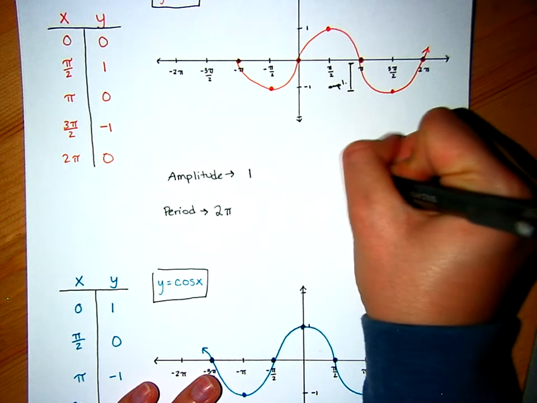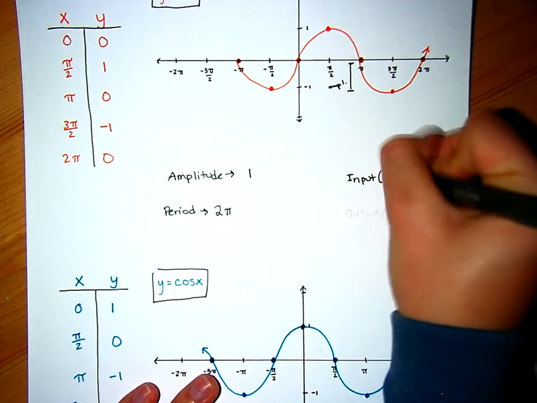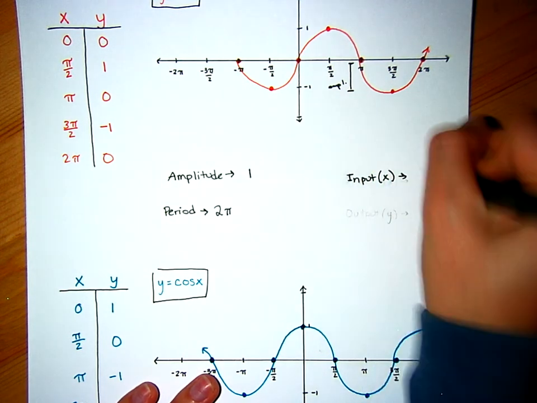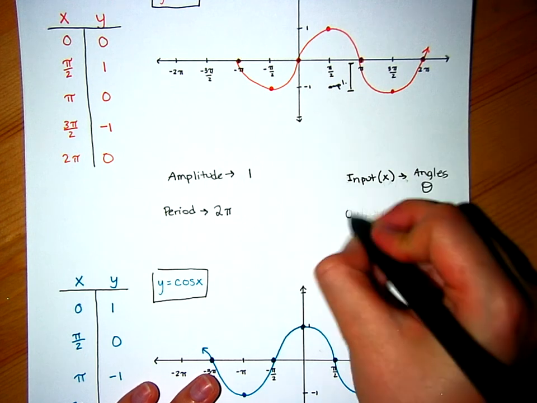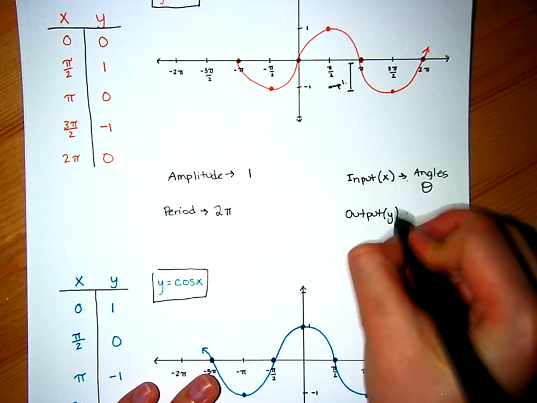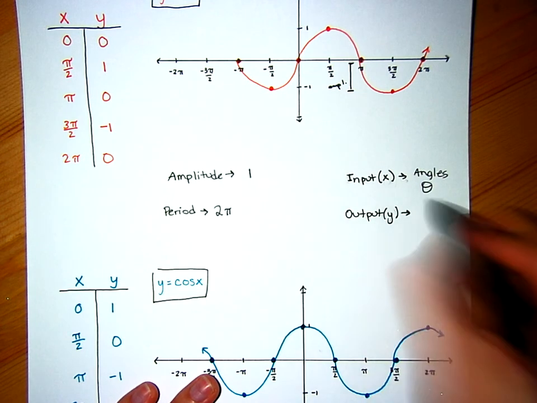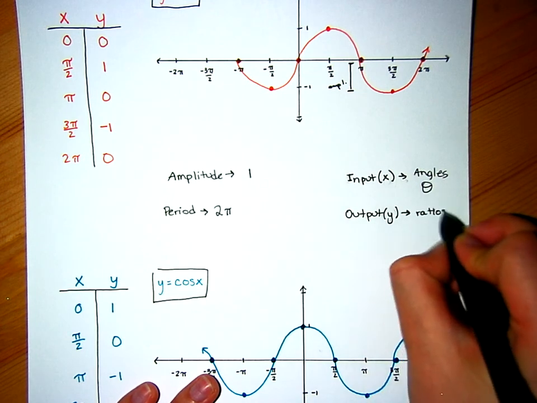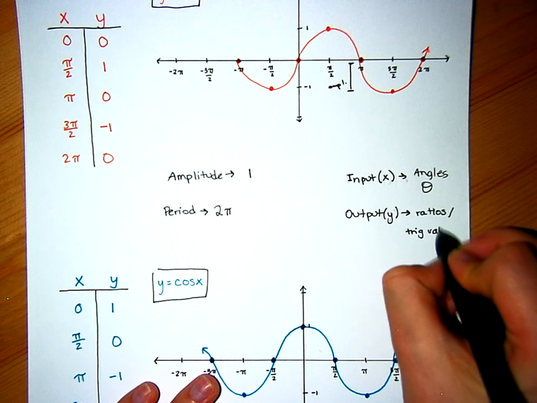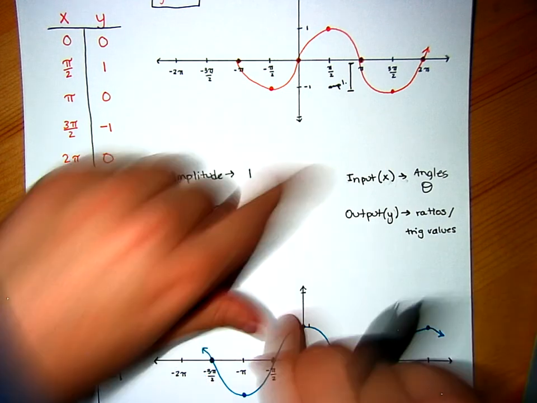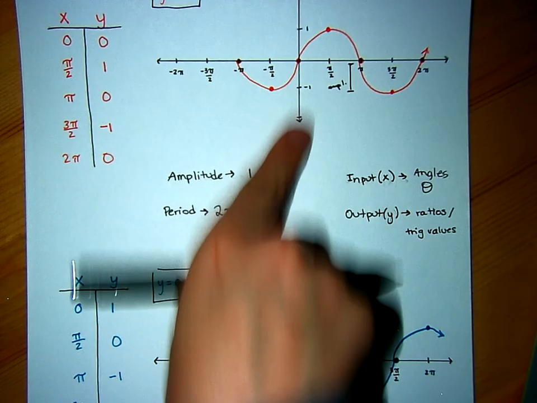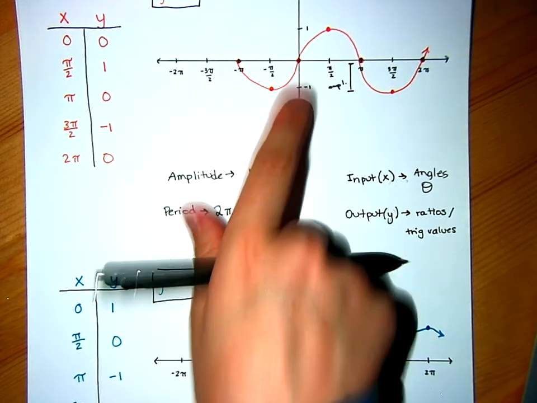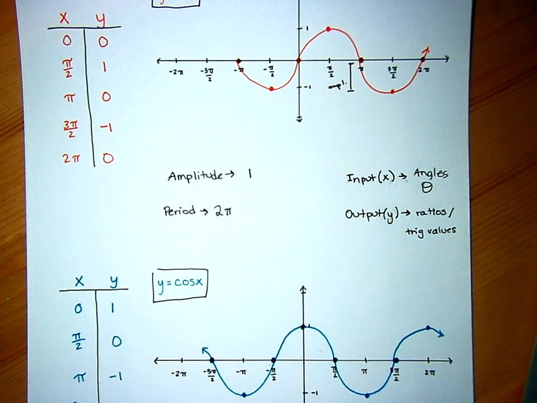And then also just a reminder, our input or our x values, those are the angles, right? So those are thetas. Your output or your y values, those are the ratios, those are the trig values. So again, your input, your x values on your x-axis, those are all angle measures. The y values are whatever the ratios are. Now we use the really easy ones, the -1, 1, 0, but of course there's also fractions that you could graph on there as well.